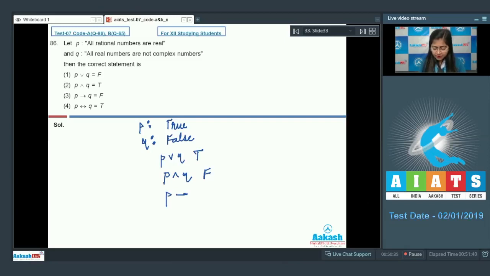And for the proposition P implies Q it will be T F. As P is true, Q is F, hence it will be F. Also, the value of P if and only if Q will be equal to F. Now, from the given options, we can say that this is false, this is also false, this is true, right? So, the correct answer will be option number 3.